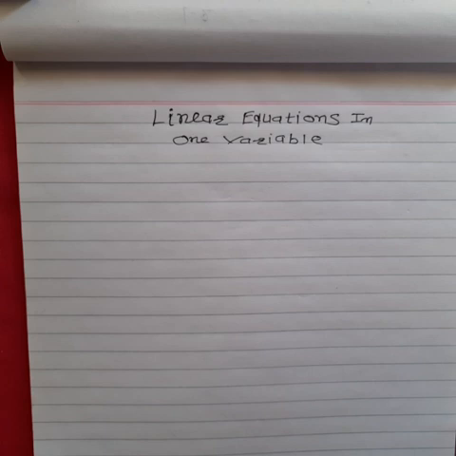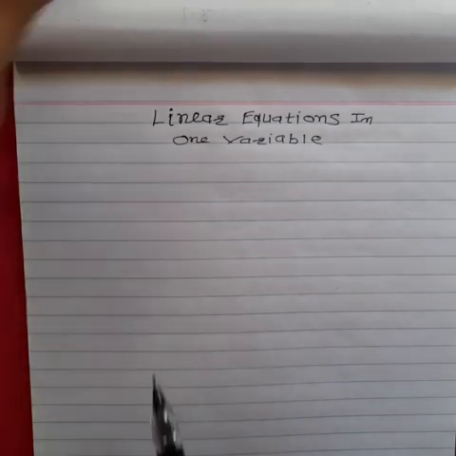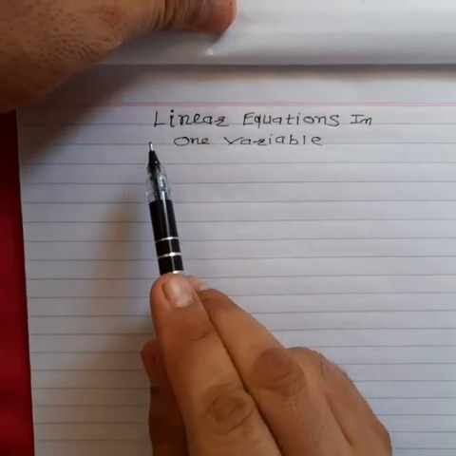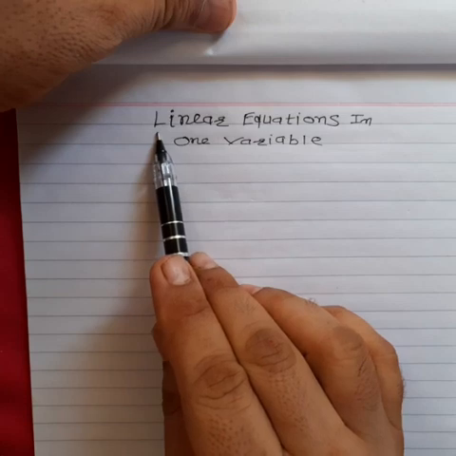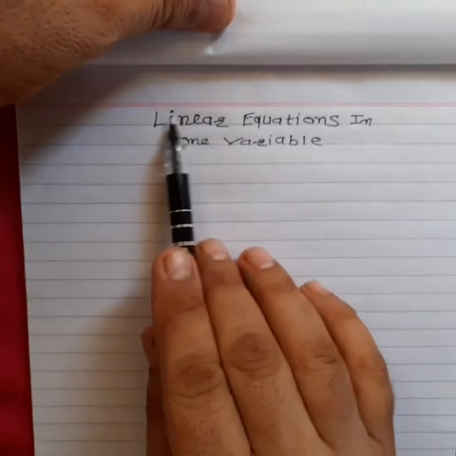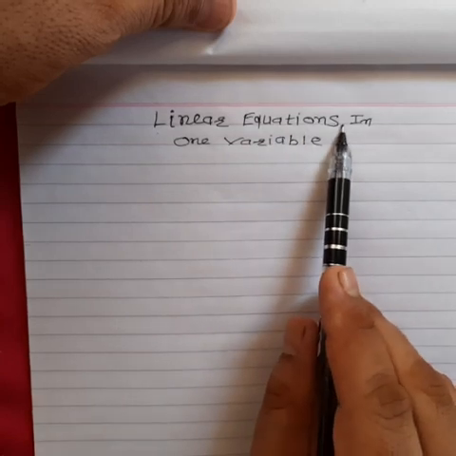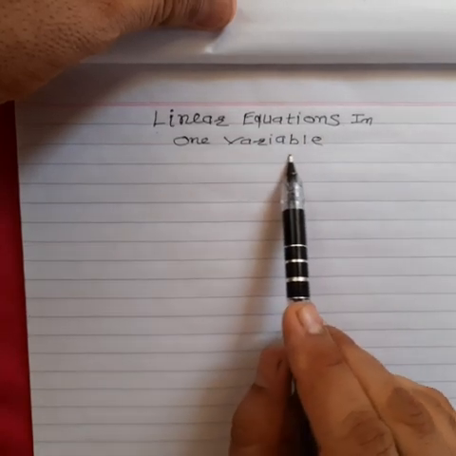So today we start with new lesson number 2, linear equation in one variable. Before we talk about the topic, you have to understand these terms, that is, what is linear, what is equation, and what is a variable.